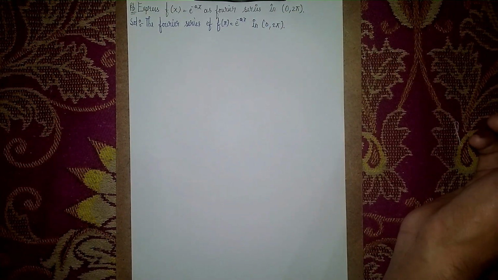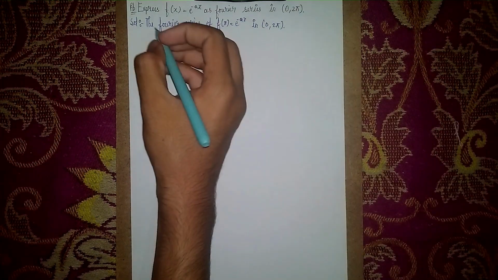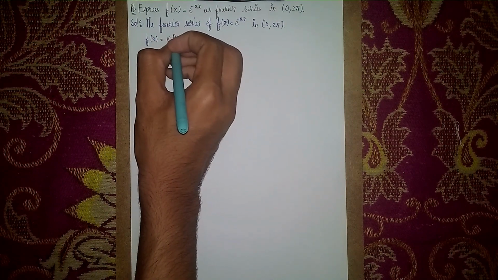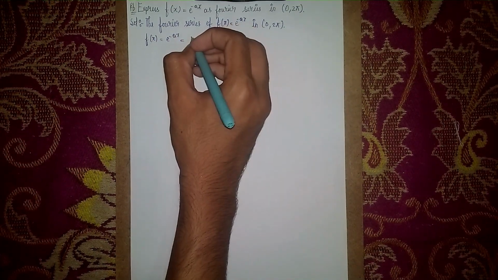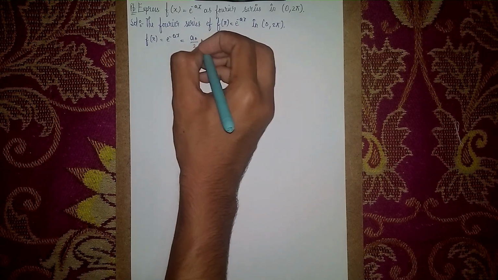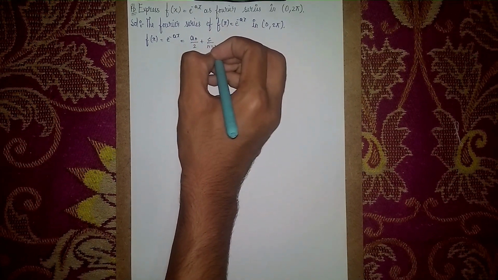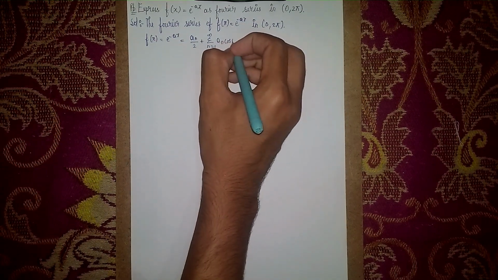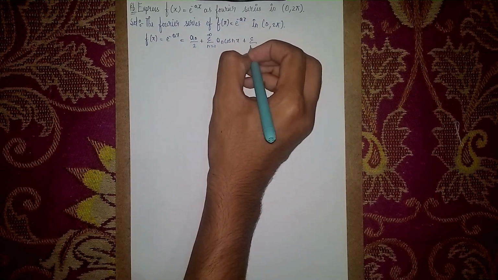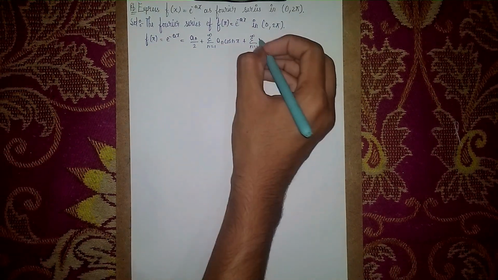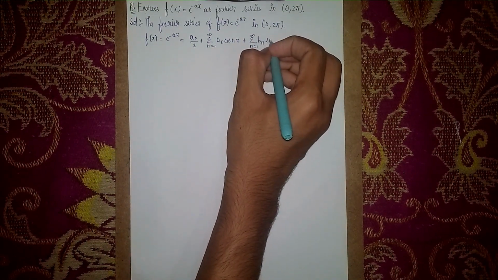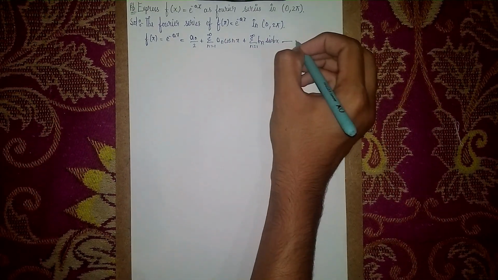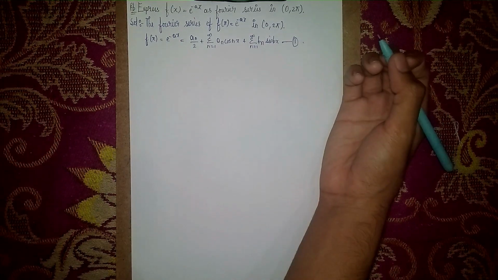Afterward, you first have to remember the general equation. First write f of x given, e power minus ax, then write equal to. This is the general equation: a naught by 2 plus summation n is equal to 1 to infinity a n cos nx, plus summation n is equal to 1 to infinity b n sin nx. Okay, this is the general equation. So first take this function as equation 1.